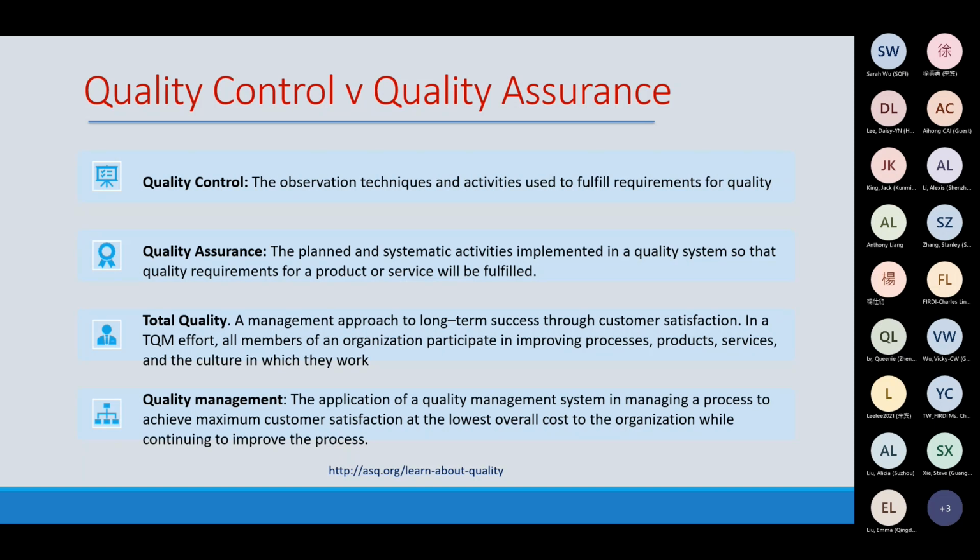Total quality is a management approach that has been around for a number of years now. Its aim of long-term success is probably the equivalent of what we call food safety culture within the food safety world today. Total quality is the management approach to long-term success through customer satisfaction. In a TQM effort, all members of an organization participate in improving processes, products, and services. And nowadays, we just call that quality management.